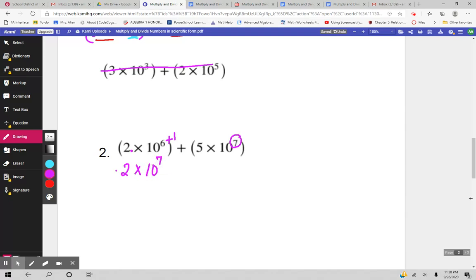Okay, so I made the adjustment. I added 1 here. That means I made this bigger by a power of 10. I've got to make this smaller by a power of 10 to keep things balanced. So I'll put a 0 right here. So that's the same number, but different form.